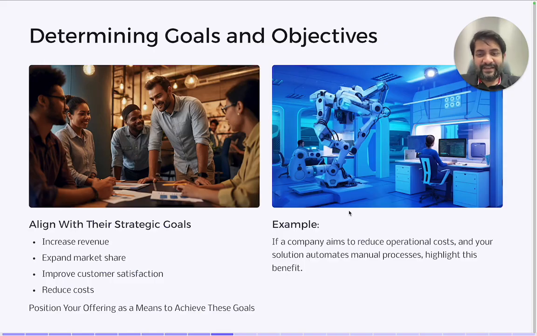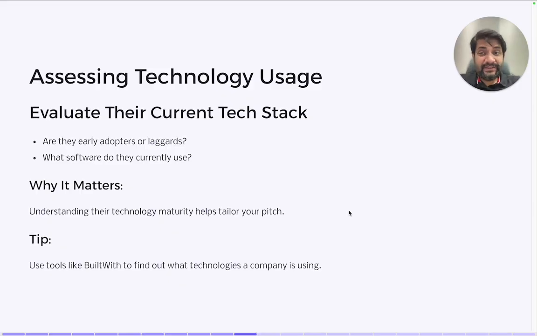It could be an increase in revenue, expanding the market share, improving customer satisfaction, or reduced costs. Position your offering as a means to achieve these goals. For an example, if a company aims to reduce operational costs and your solution automates manual processes, highlight this as a benefit. Next is assessing technology usage. Evaluate their current tech stack. Are they early adopters or laggards? What software do they currently use?